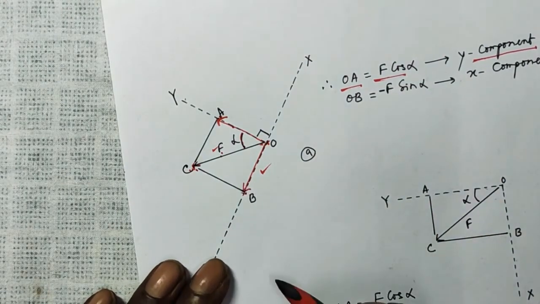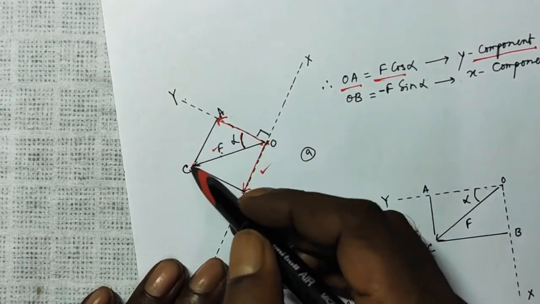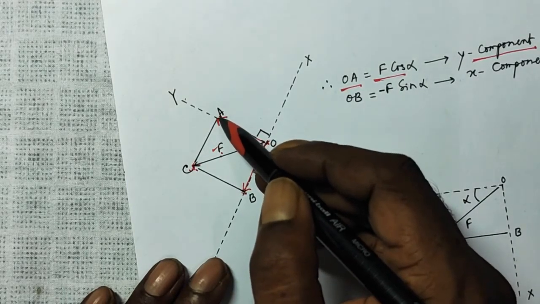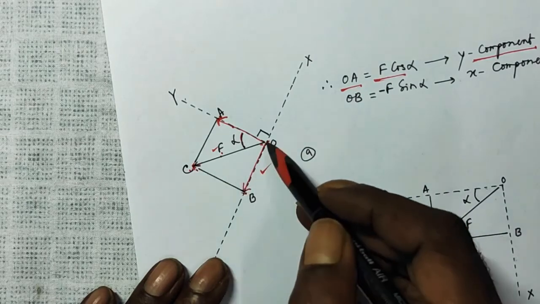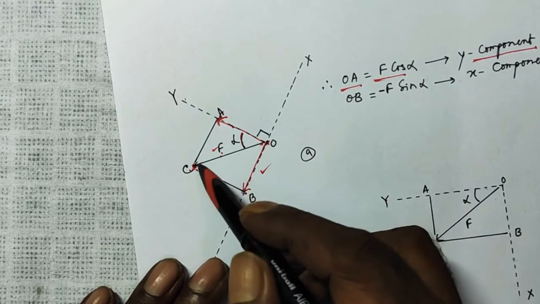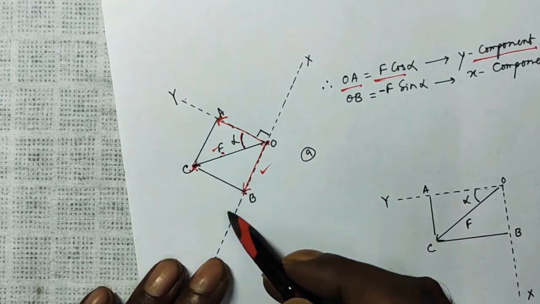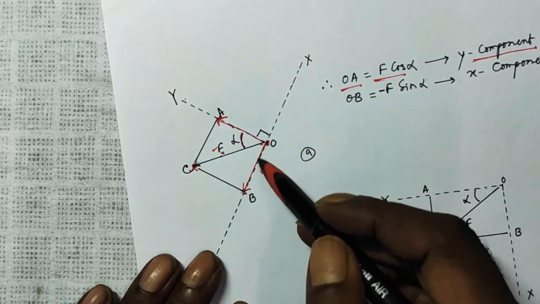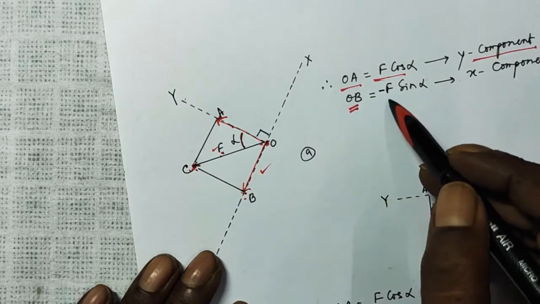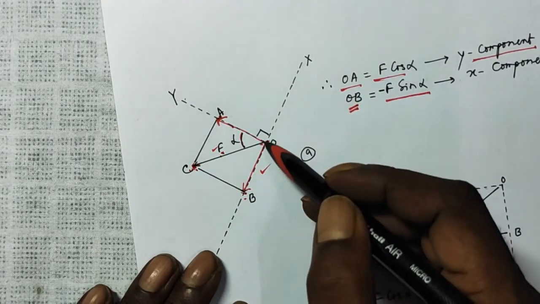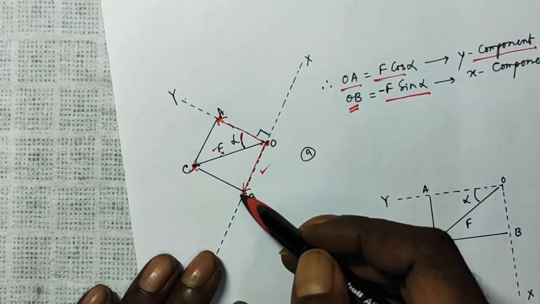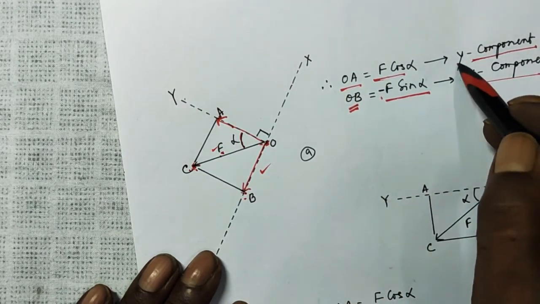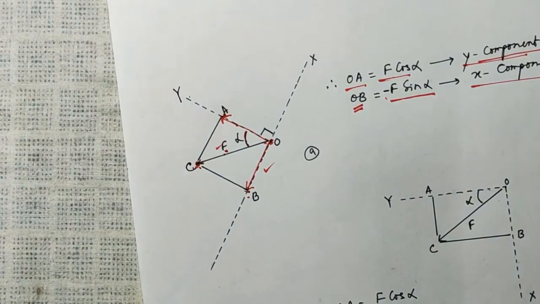Now, in this triangle, if you take sin alpha, it will be the perpendicular over the hypotenuse, that is AC over OC. OC is given as F, and if you cross multiply, you get AC, that is the same thing as OB, that will be minus F sin alpha, because it is along the negative x-axis, therefore a minus sign is used. So this is your x component, this is your y component, right?